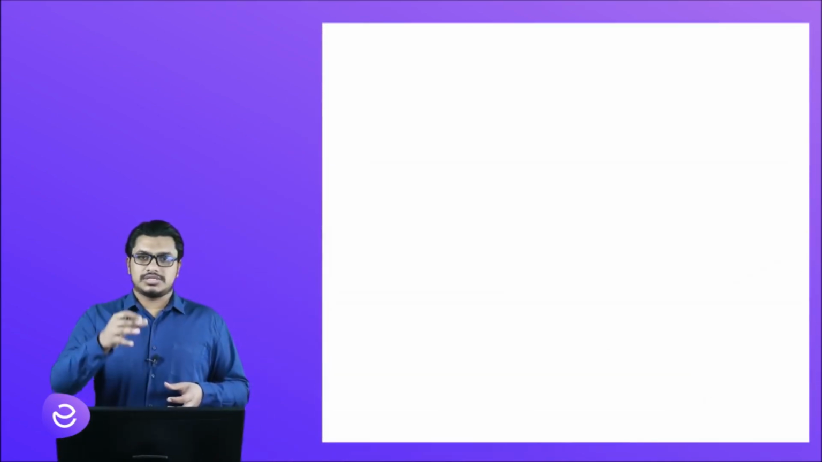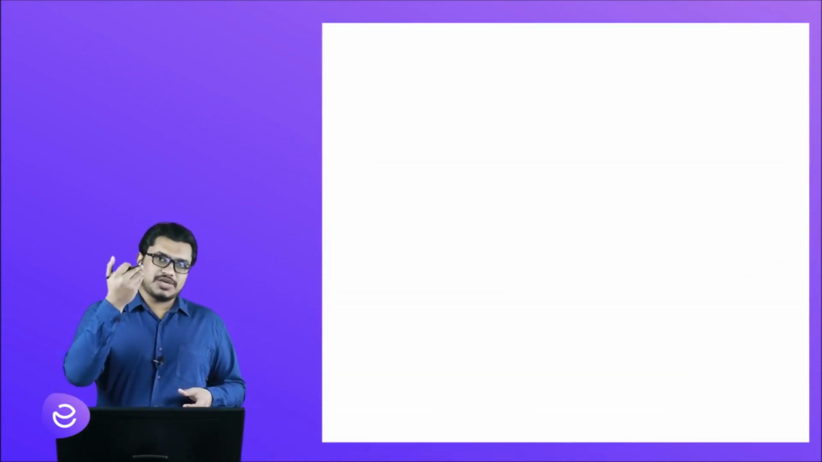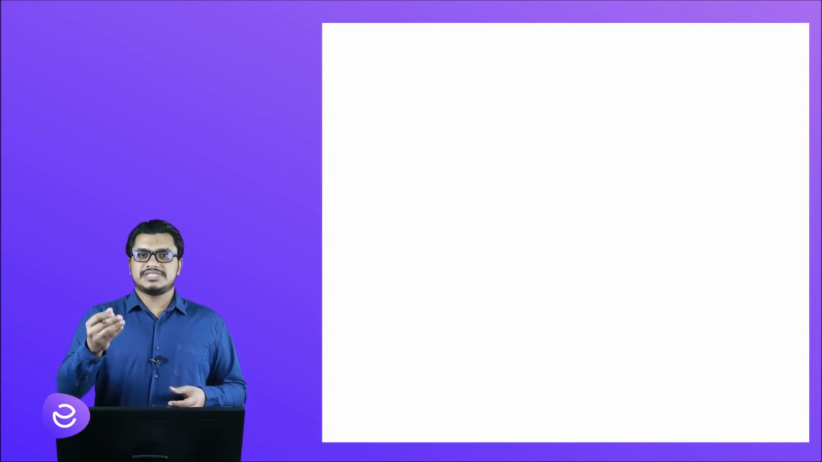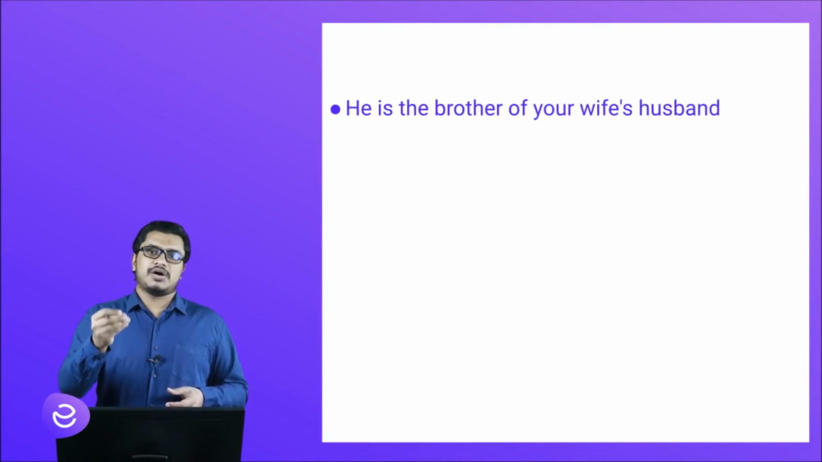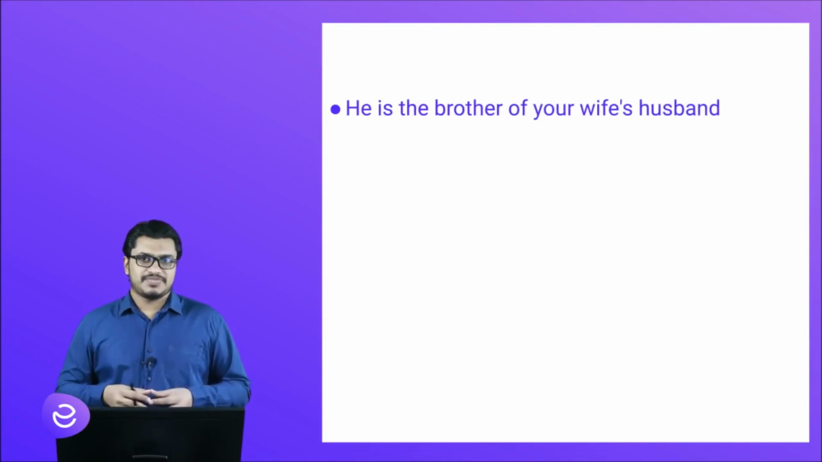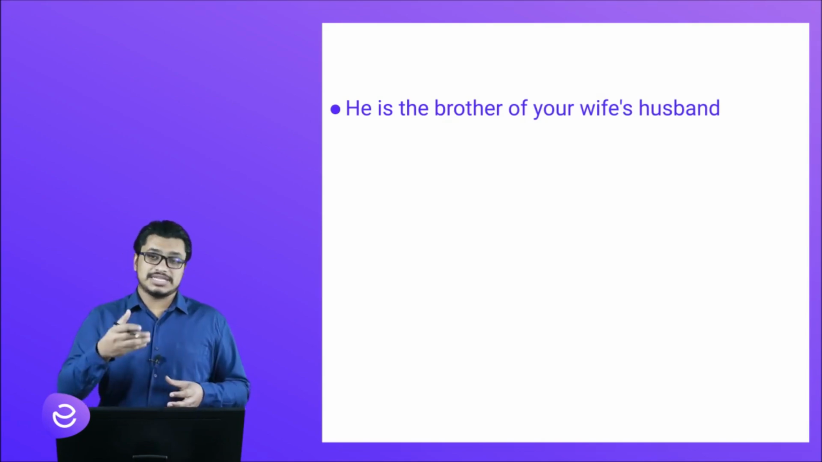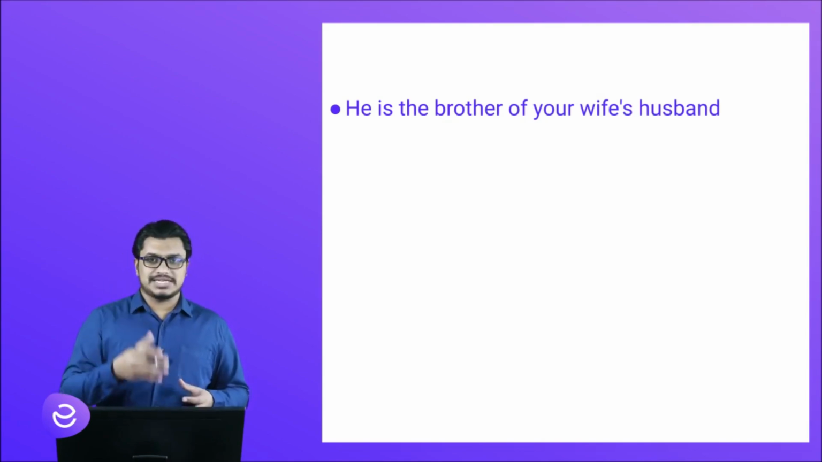You can't expect such an easy question in the NET question paper, but that was just an example for you. In this case, it is quite confusing for a lot of people, so you definitely need a pen and paper to do a question on blood relation. Let me give you an actual example. If a person says that he is the brother of your wife's husband, that is the type of question that you might get in a NET question.